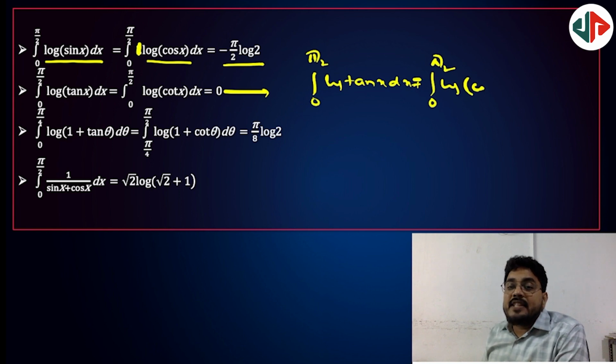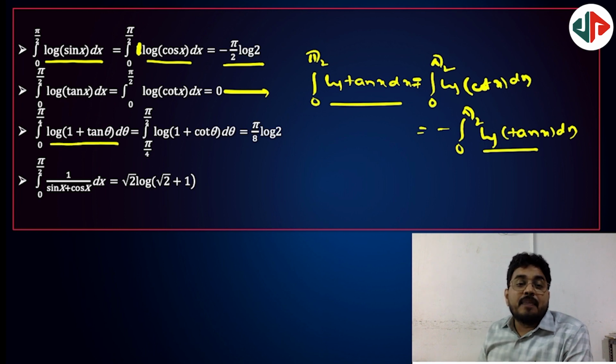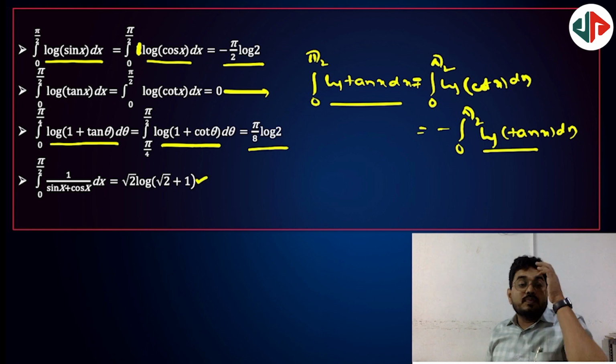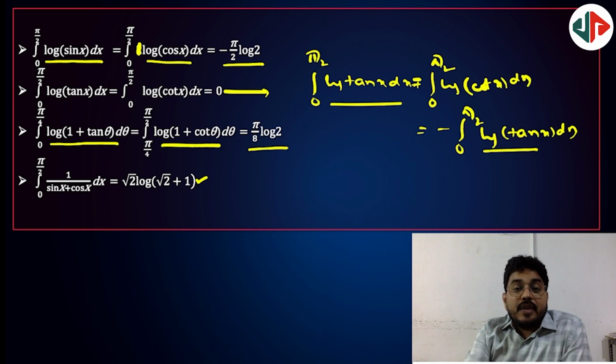Log of tan(pi by 2 minus x), that is cot x, dx. So cot x is 1 by tan x, you can write it as minus integral 0 to pi by 2 of log tan x dx. This is equal to this, so when you add, the value will be equal to 0. Integral 0 to pi by 2 of log of 1 plus tan theta, or pi by 4 to pi by 2 of log of 1 plus cos theta, is pi by 4 log 2. Integral 0 to pi by 2 of 1 by (sin x plus cos x) is equal to this value. So these are some important things you need to remember for competitive exams.